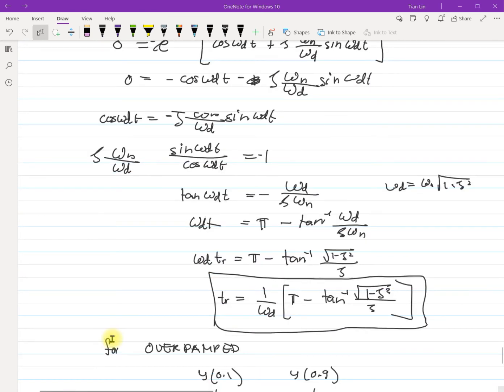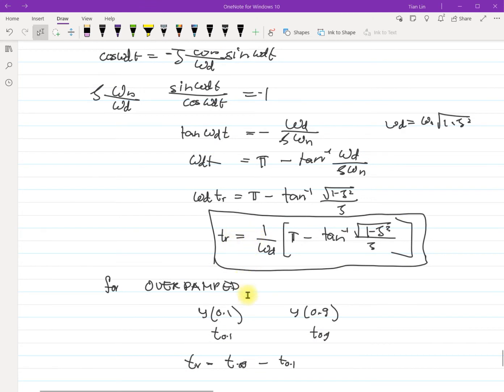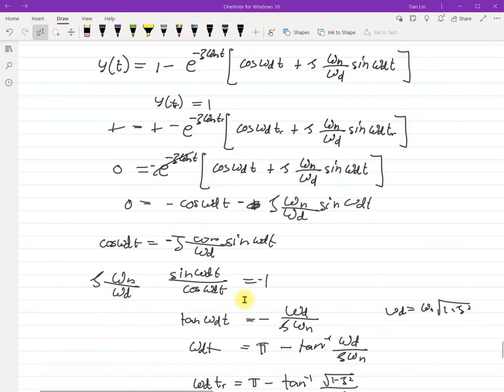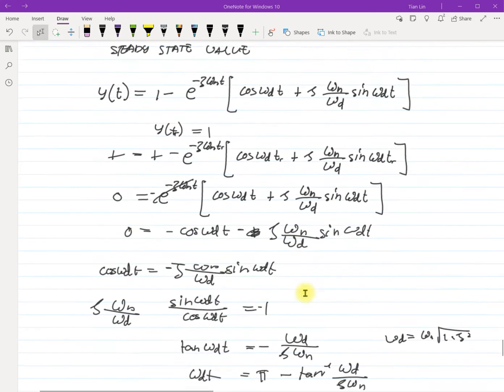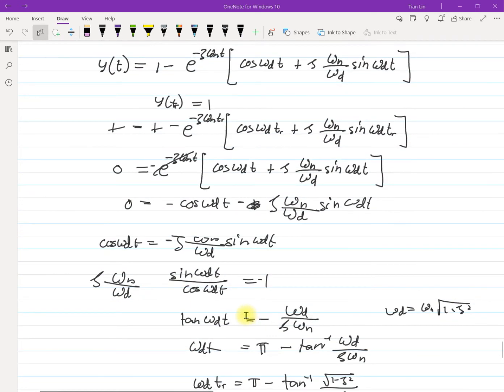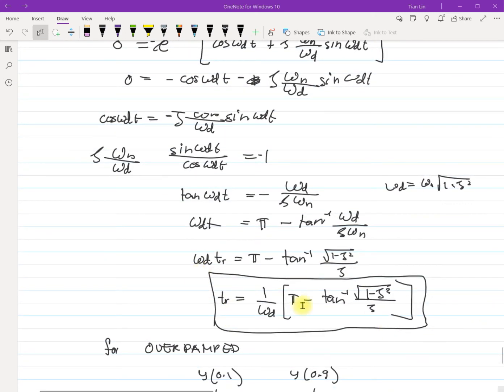Then let's try to have an example to solve for the rise time for the underdamped system. So let's use Desmos to verify if our answer is correct or not. Then we will also use our formula to solve for the rise time, and we will compare if the formula is correct.